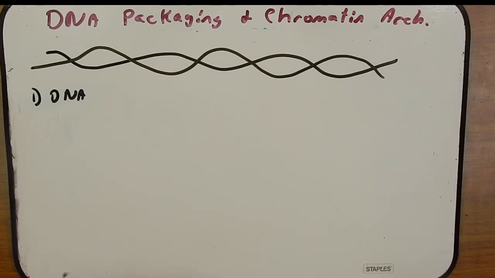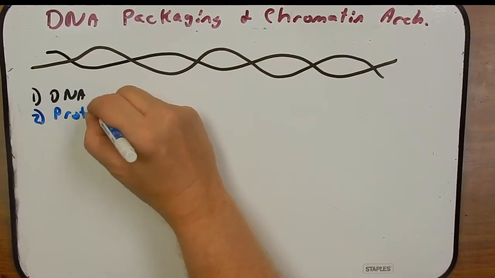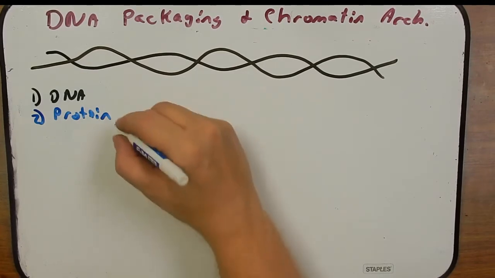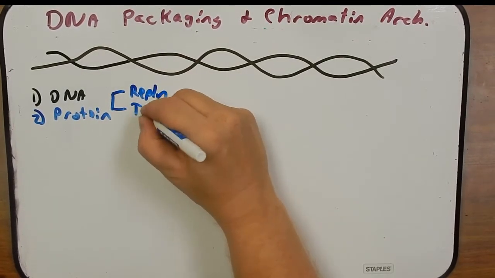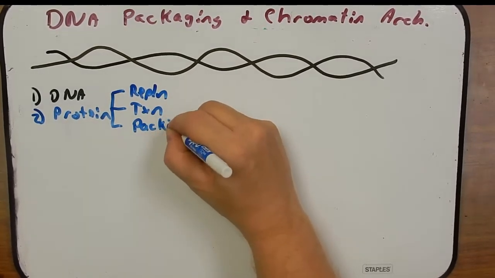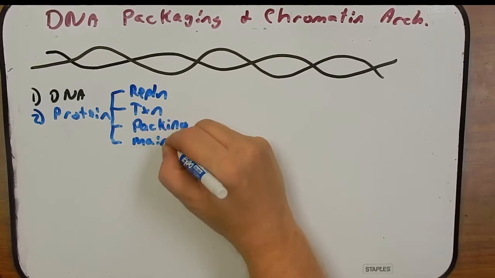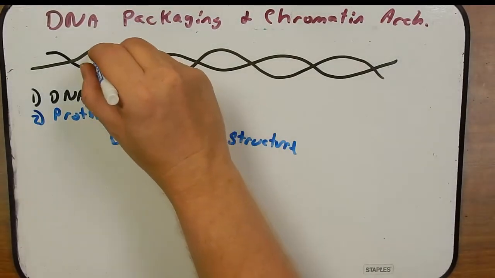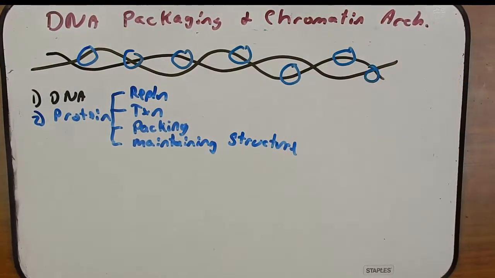Chromatin also contains proteins all around it. Proteins are associated with the DNA for many different reasons: for replication of the DNA, for transcription of the DNA into RNA, for packaging the DNA, which we're going to talk about quite a bit, and for maintaining the structure. So we have proteins all over this. I'm just going to draw them like this for now, but as you'll see, it's much more organized than that.